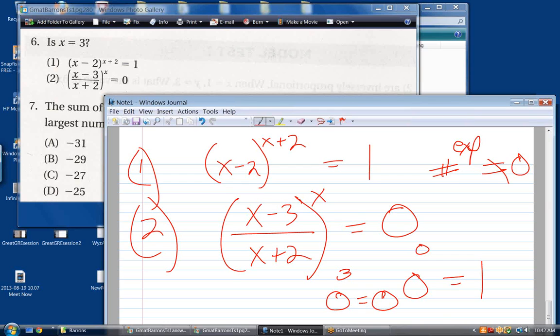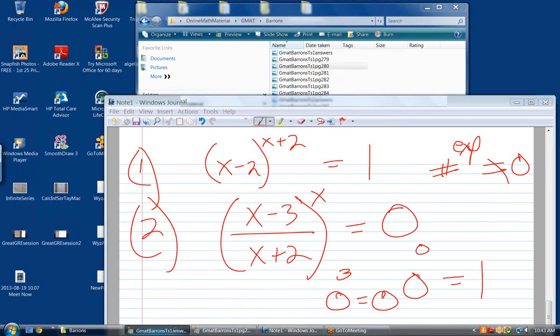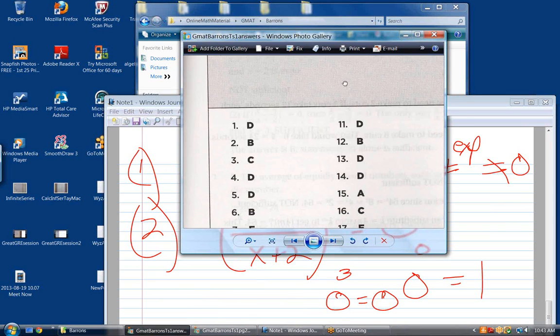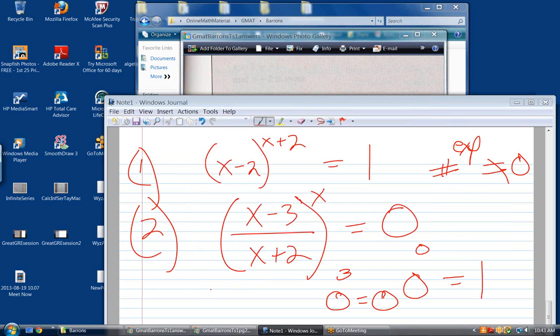So the question is, does that necessarily make x 3? It does. There is no other value that will give you 0 here other than x equal 3, because x equal 3 is the only thing that makes the numerator 0. So B should be the correct answer for 6. Let's just check. Whoops, I've got to open my answer sheet. And it is B. Okay. That's a very tricky one there.